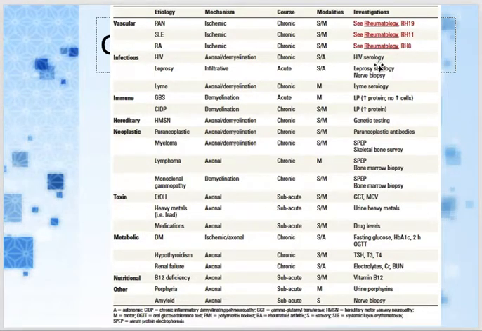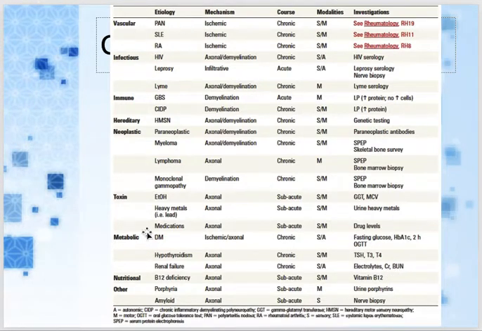Serologies: HIV, nerve biopsy, Lyme serology, lumbar puncture. In cases of hereditary disease, you will do genetic testing. You can check for paraneoplastic antibodies, and you can do serum protein electrophoresis in cases of myeloma or lymphoma or monoclonal gammopathy. Glucose tolerance test you can do, urine for heavy metals in case of lead poisoning, drug levels in case of medications, fasting glucose or HbA1c in case of diabetes, thyroid function test.